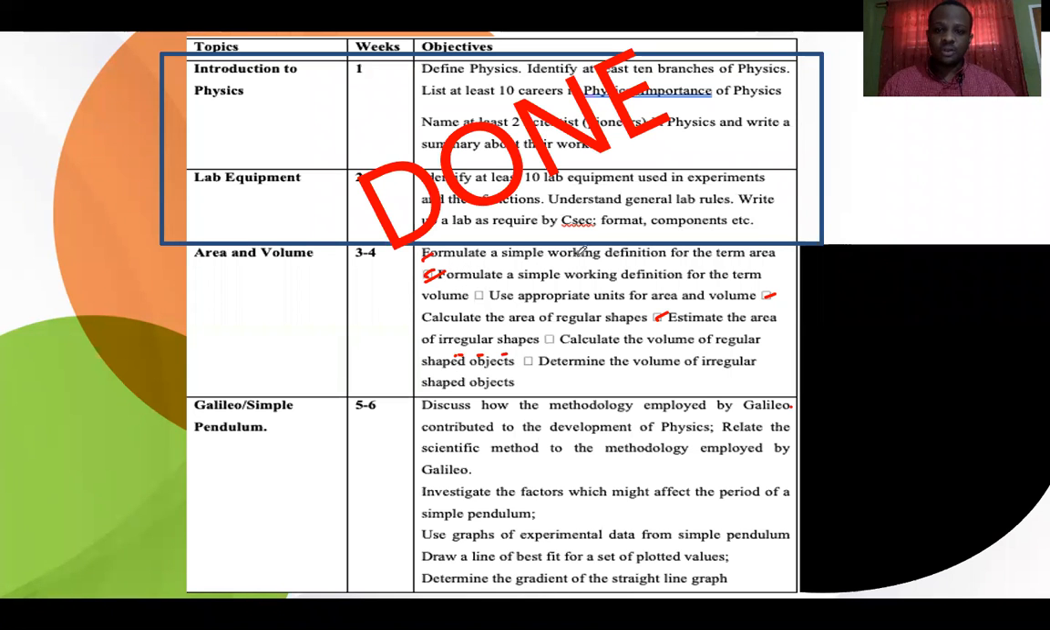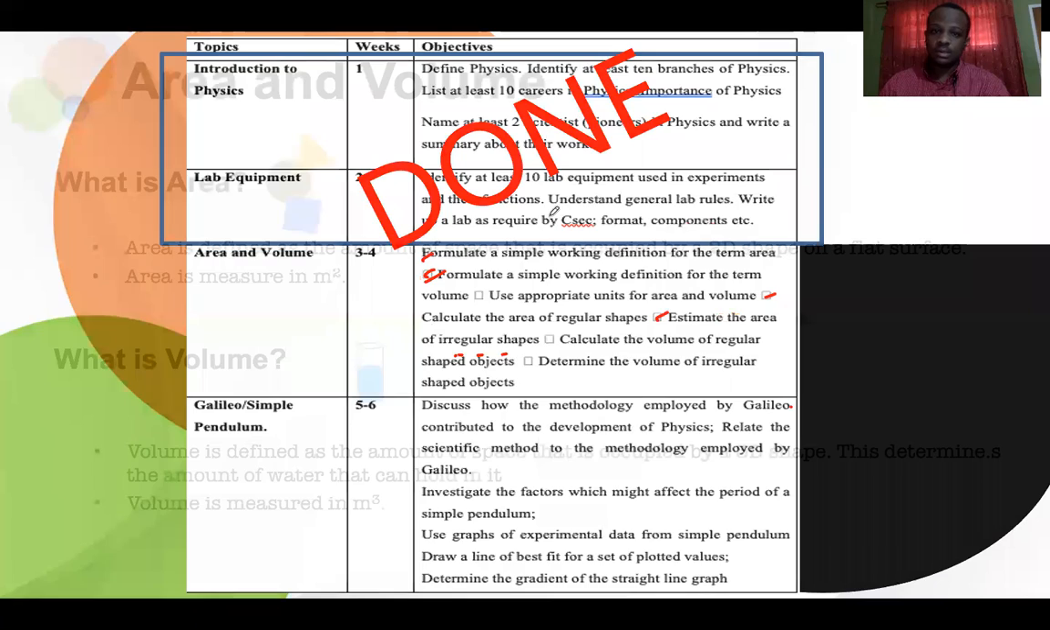All right, so we should formulate a simple working definition of the term area. Formulate a simple working definition of the term volume. Use appropriate units of area and volume. Calculate the area of a regular shape, area of an irregular shape, and the volume. Hopefully, we'll try and complete this section today.